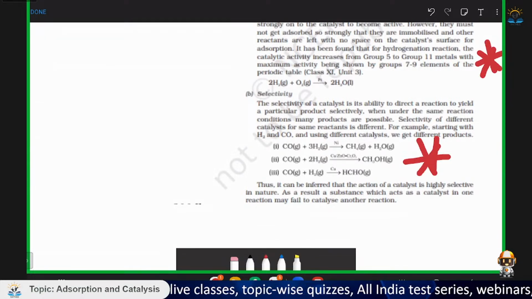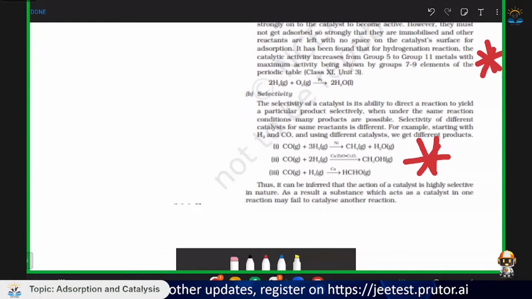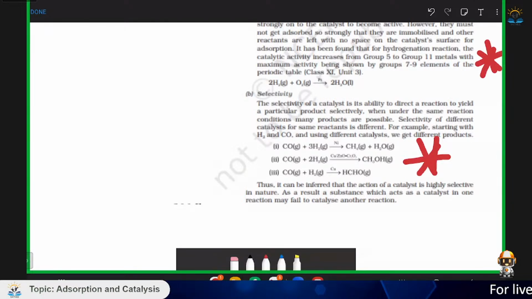With nickel you'll get methane. With copper in the presence of ZnO and Cr2O3, you'll get CH3OH. ZnO and Cr2O3 act as a promoter for your copper. If you keep copper alone, copper is a weaker catalyst than nickel based on the above points. Nickel is in the group 7 to 9 range, strong. Copper is a weaker catalyst than nickel, so you'll have formaldehyde. Nickel gives strong hydrogenation. Copper in the presence of a promoter gives moderate hydrogenation, alcohol. On copper alone, you'll have aldehyde.